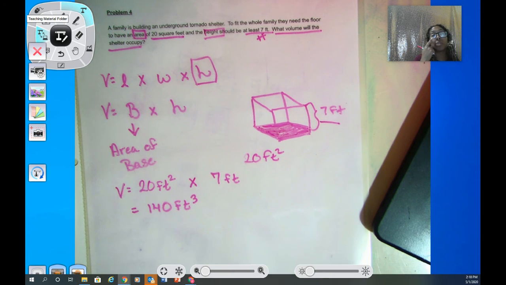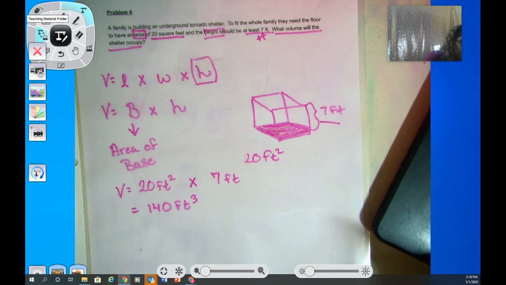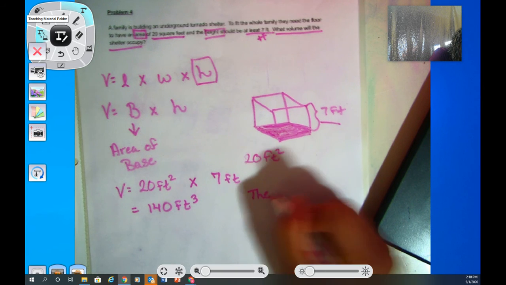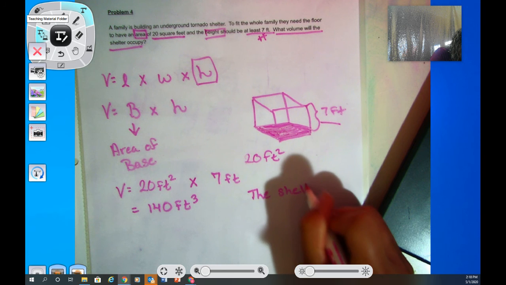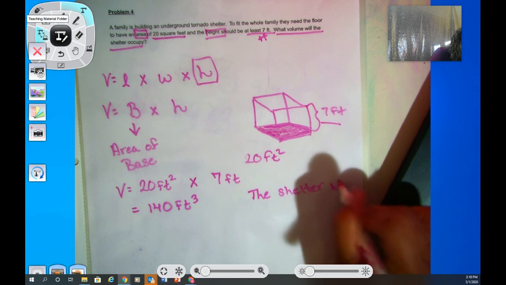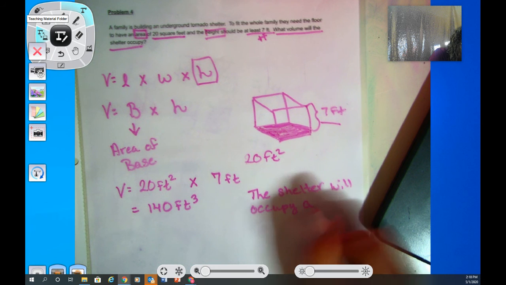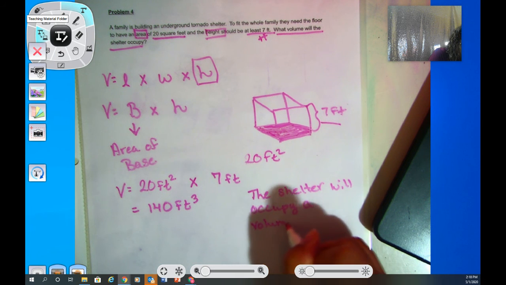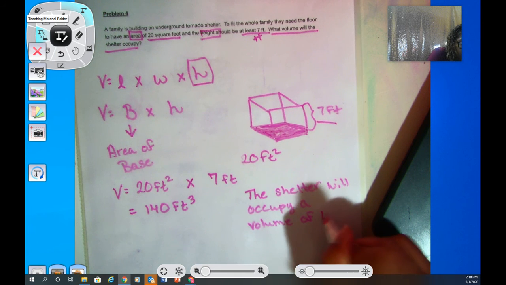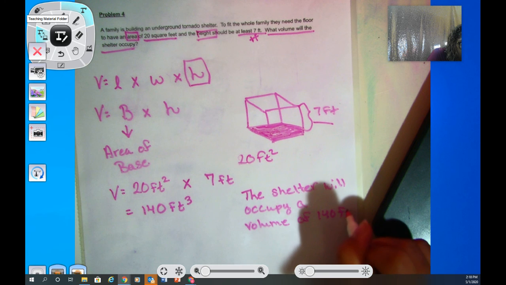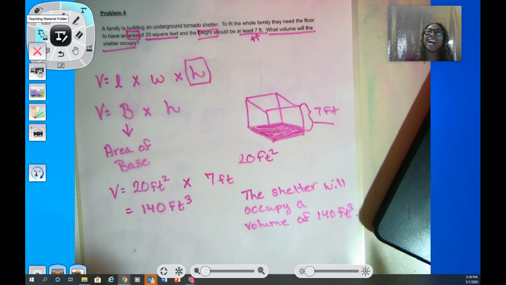So now all we have to do is create our SMART statement for the question. And the question is, what volume will the shelter occupy? The shelter will occupy a volume of 140 cubic feet.